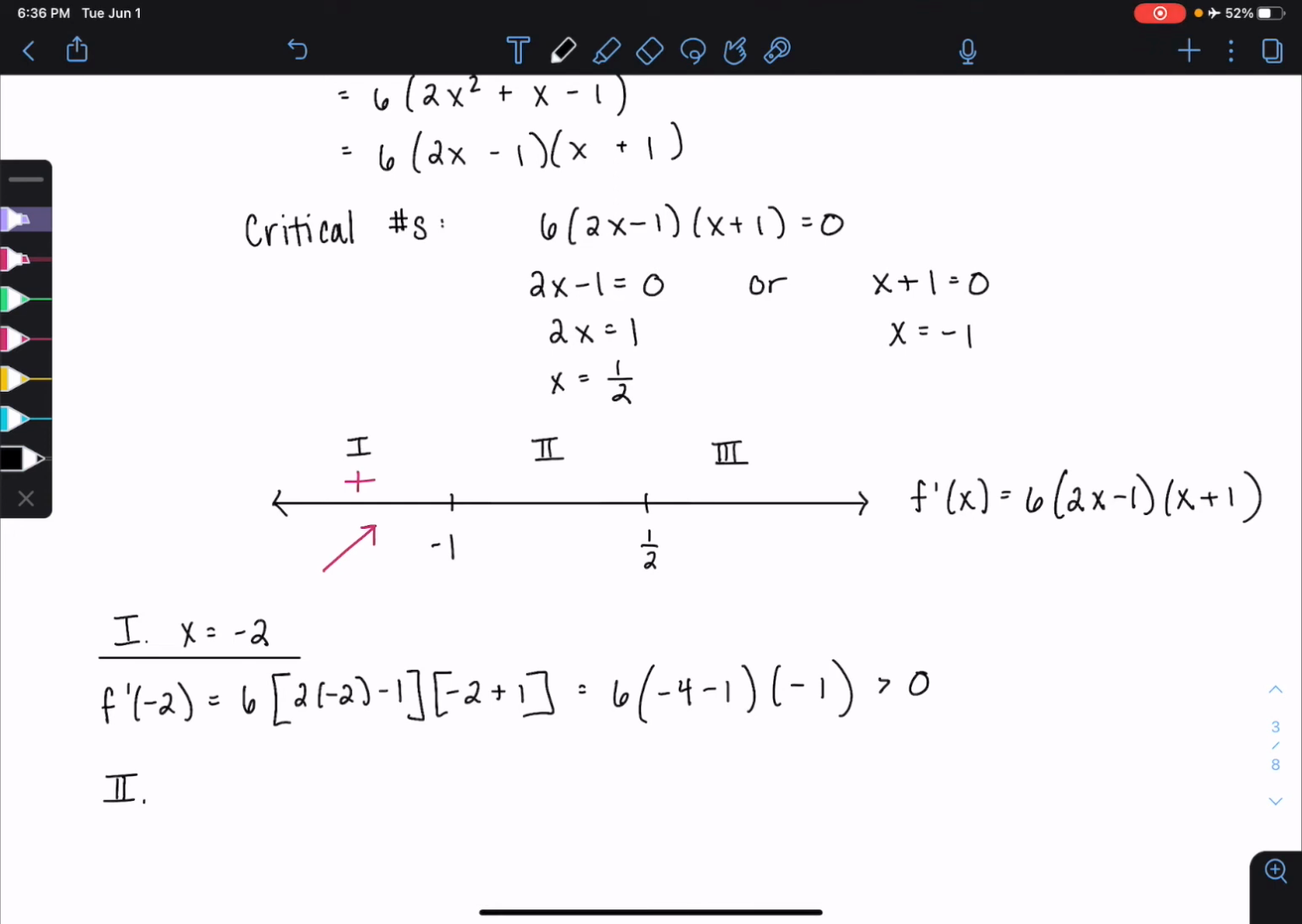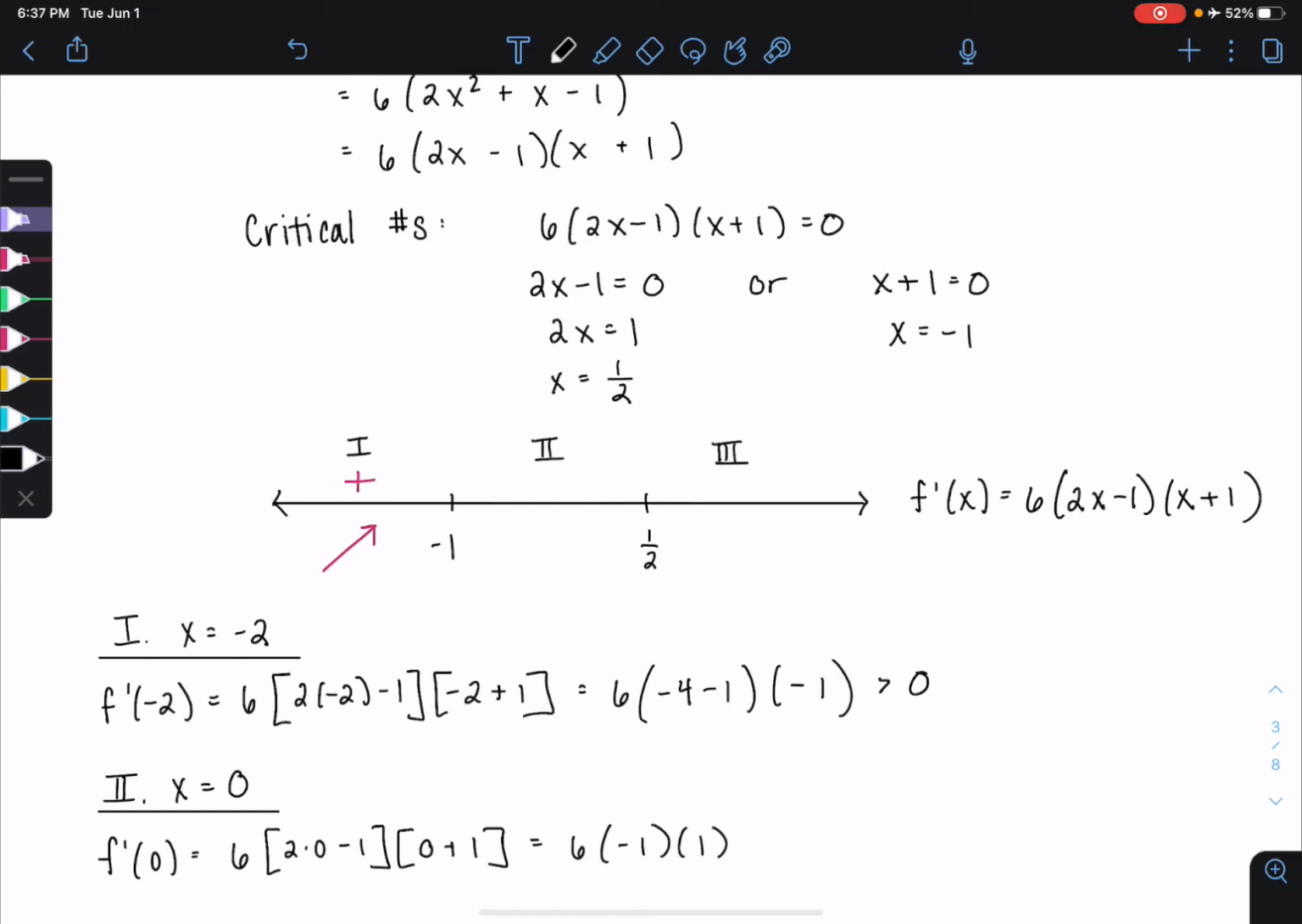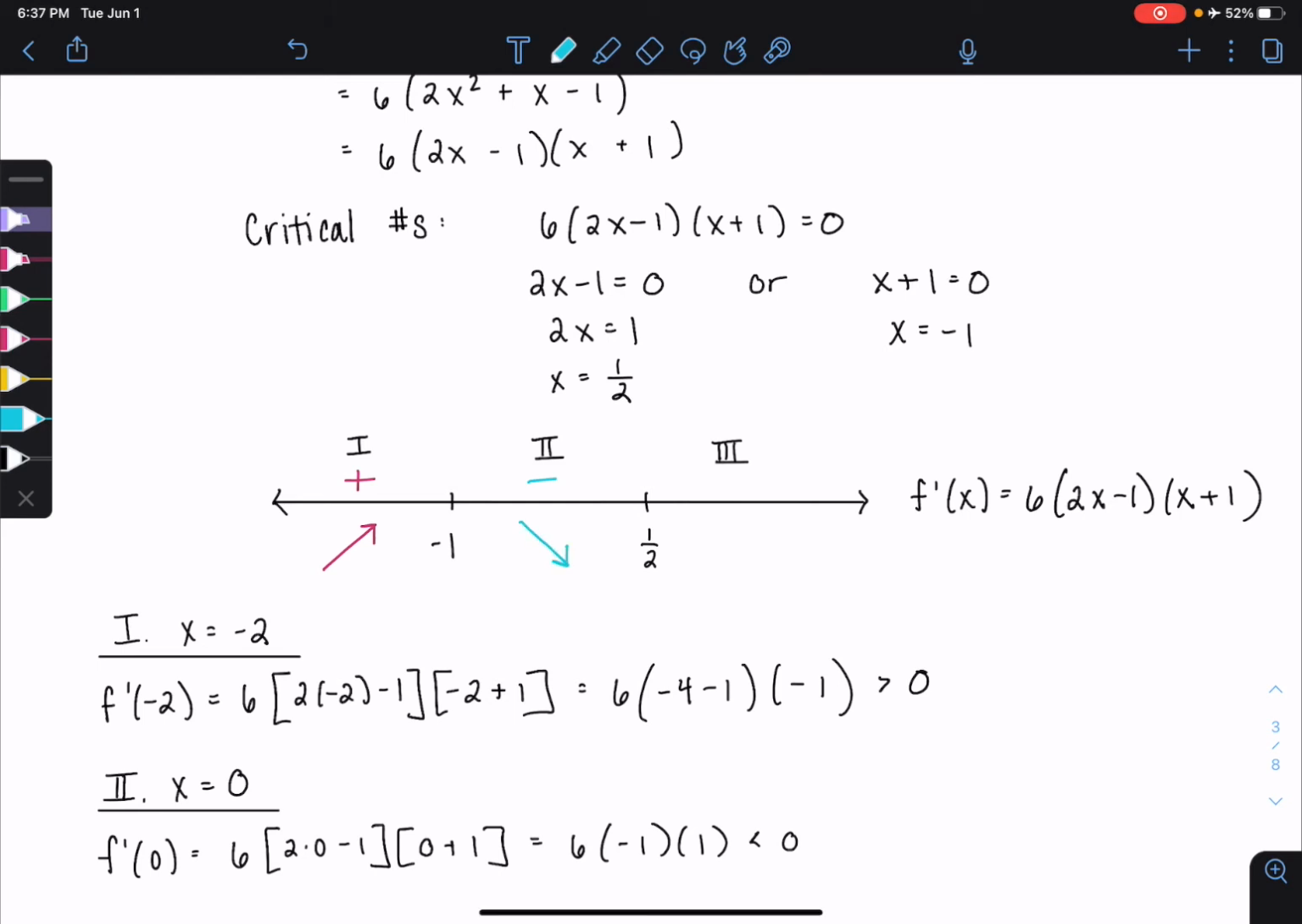Now I want to test something that falls between -1 and 1/2. If you can pick 0, always pick 0. Plugging this into the derivative would give us 6 times (2 times 0 minus 1) times (0 plus 1). So that's going to be 6 times -1 times positive 1. This thing is definitely going to be negative. So on interval 2, my derivative is negative, which tells me my function is decreasing.